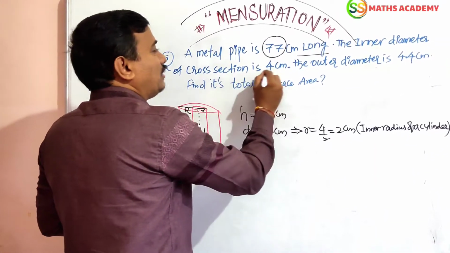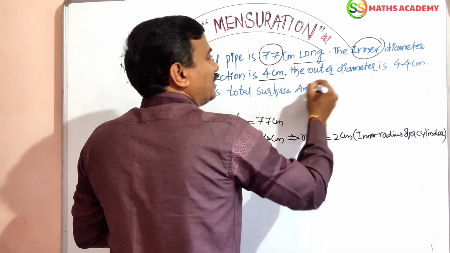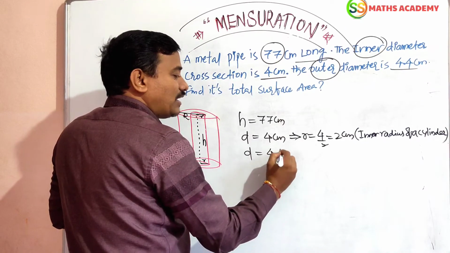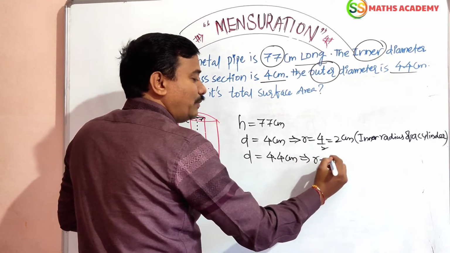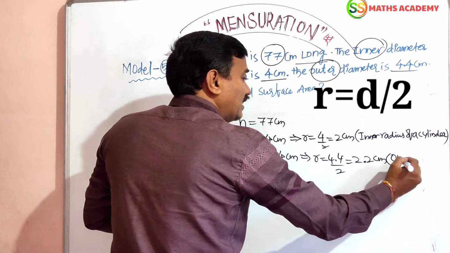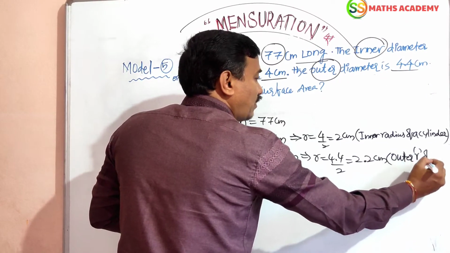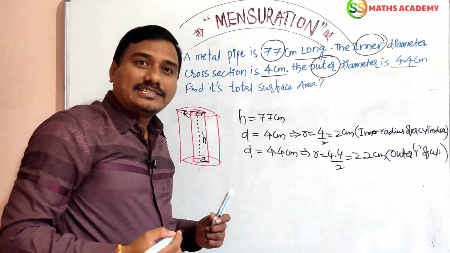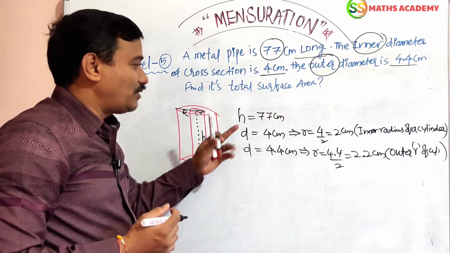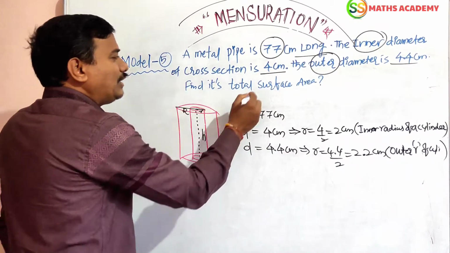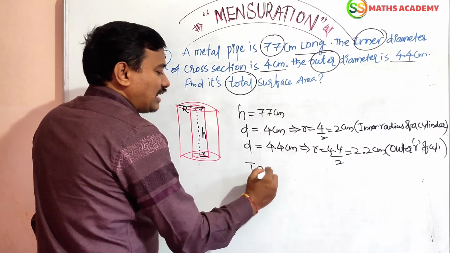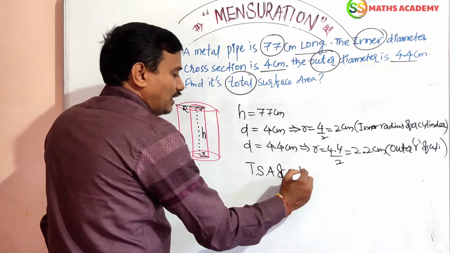Next, what is the important keyword here? Inner is completed. Next, the outer diameter is given, that is 4.4 centimeter. That implies the radius will be 4.4 by 2, that is nothing but 2.2 centimeter. It is the outer radius of the cylinder. Next, height is given. Long is nothing but height. The outer radius and inner radius are also given. Find the total surface area of this solid.